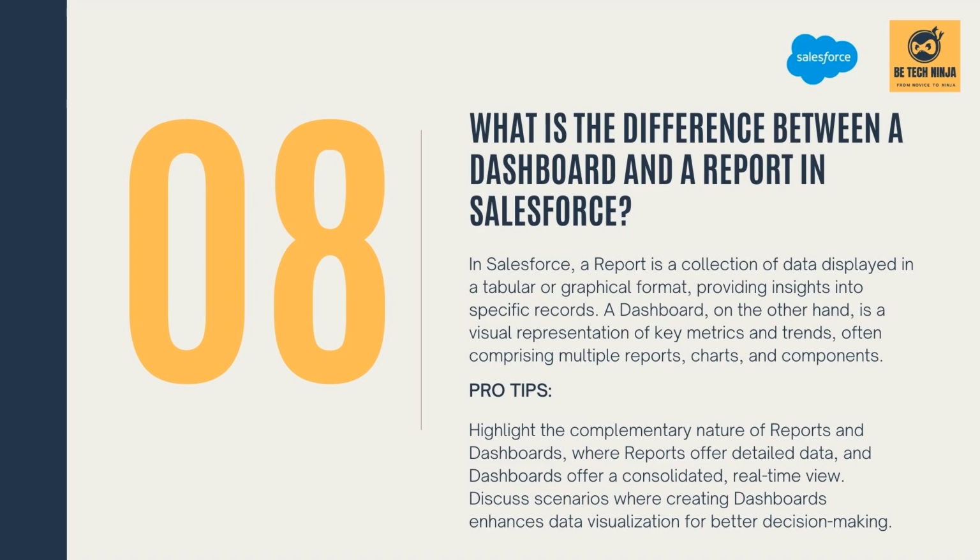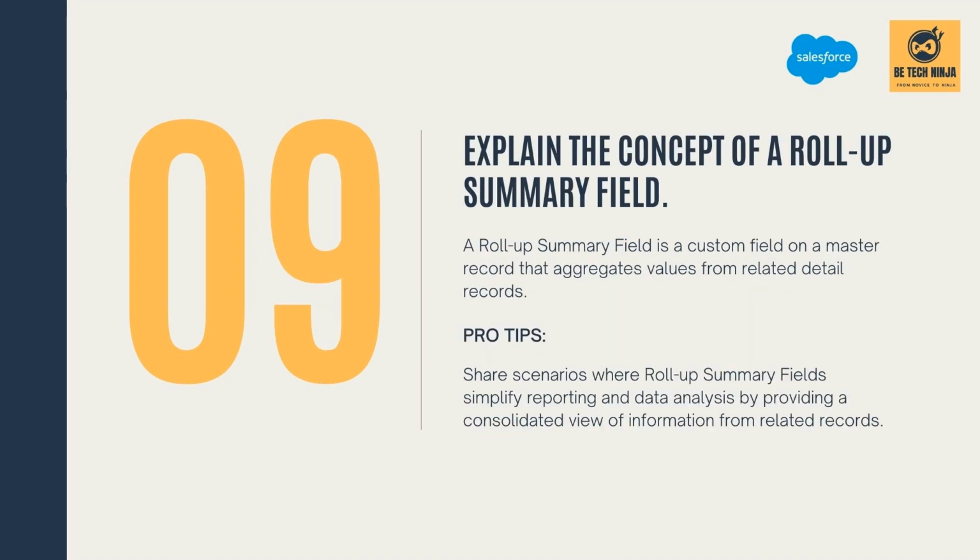Let's see, what do we have as the next question. Explain the concept of a roll-up summary field. A roll-up summary field is a custom field on a master record that aggregates values from related detail records.